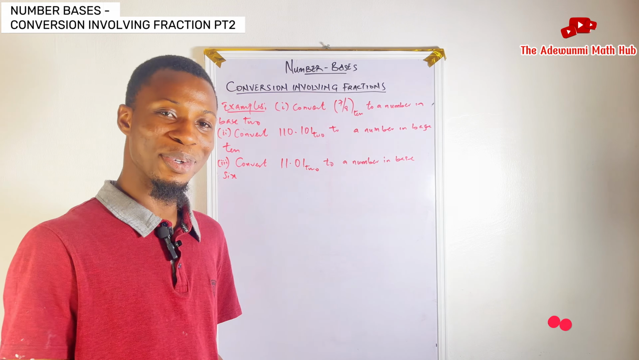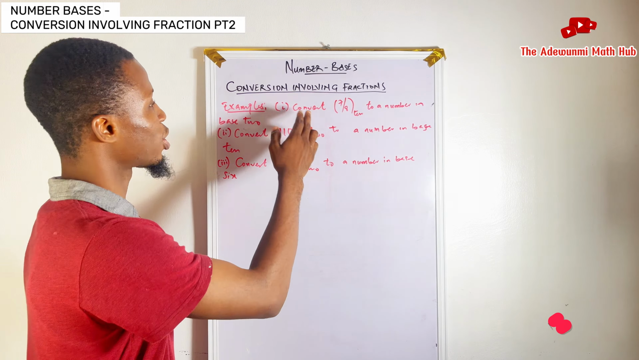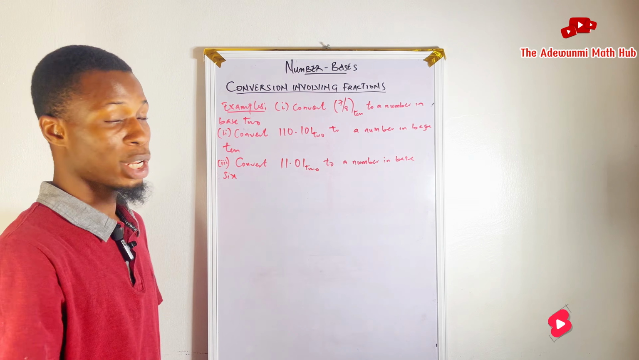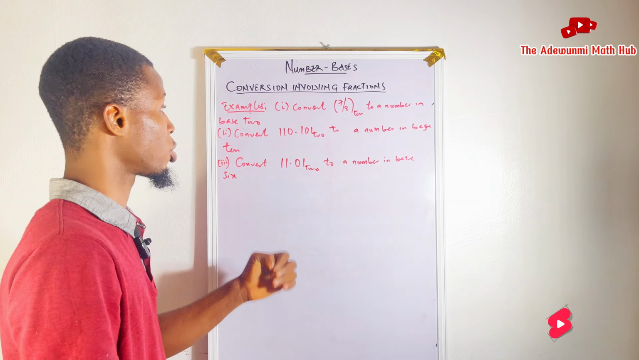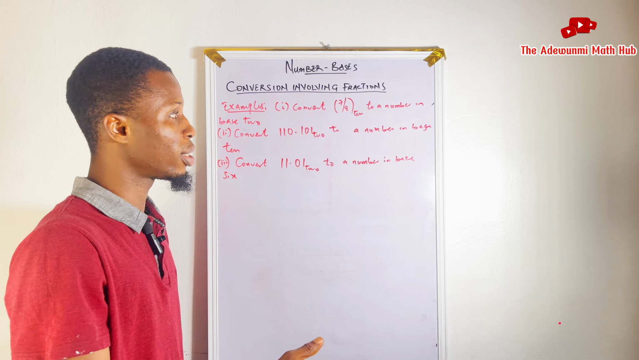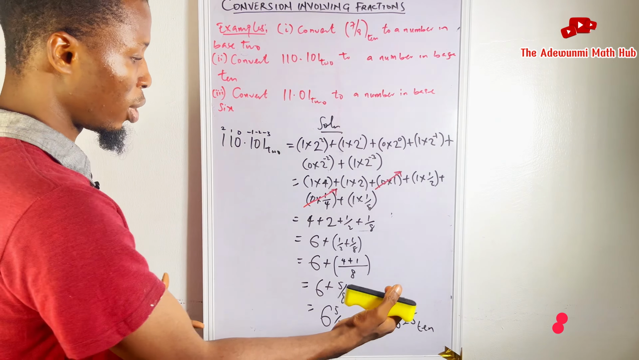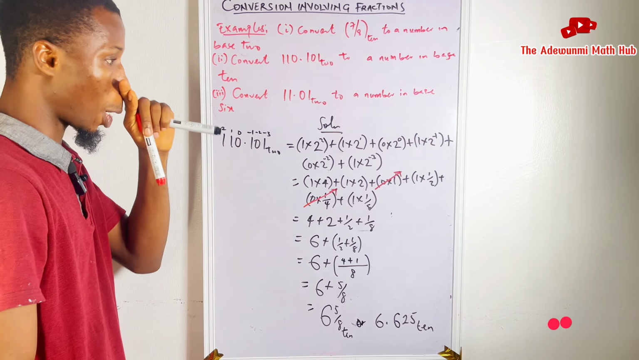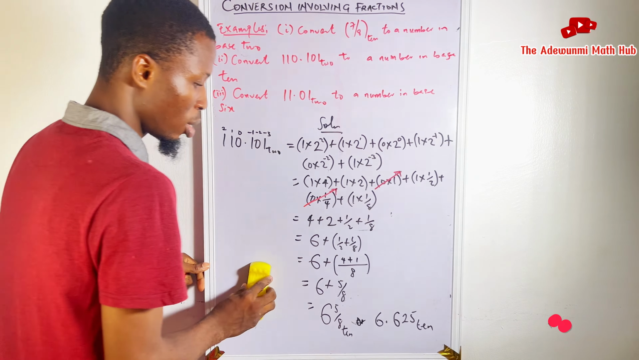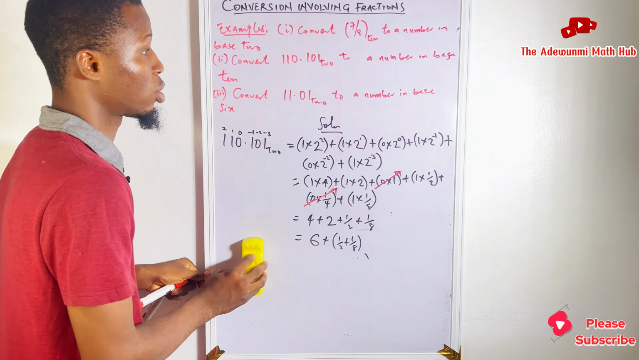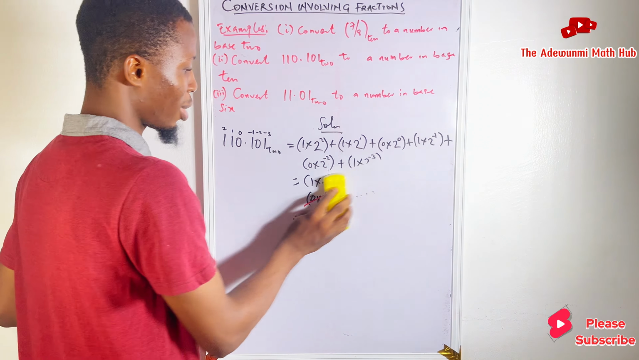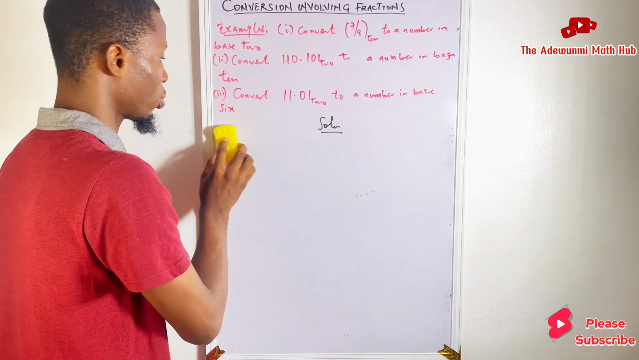On today's episode, we'll be learning conversion involving fractions. Just like the previous episode, we are going to be treating three cases. So that's that about the second question. So now, let's move to the last question on this episode, which is converting from base 2 to a number in base 6.